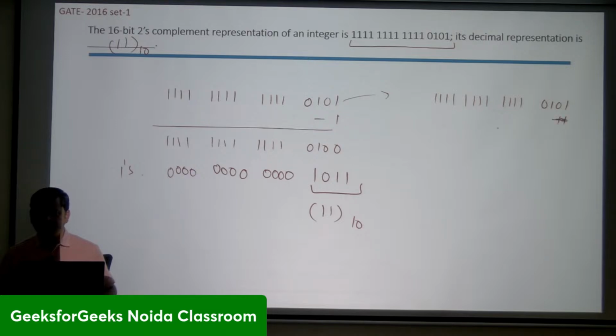Sorry. First you have to go for the 1's complement. So it is going to be all zeros. And then plus 1, it is going to be 1, 0, 1, 1. And that is having 11 base 10.